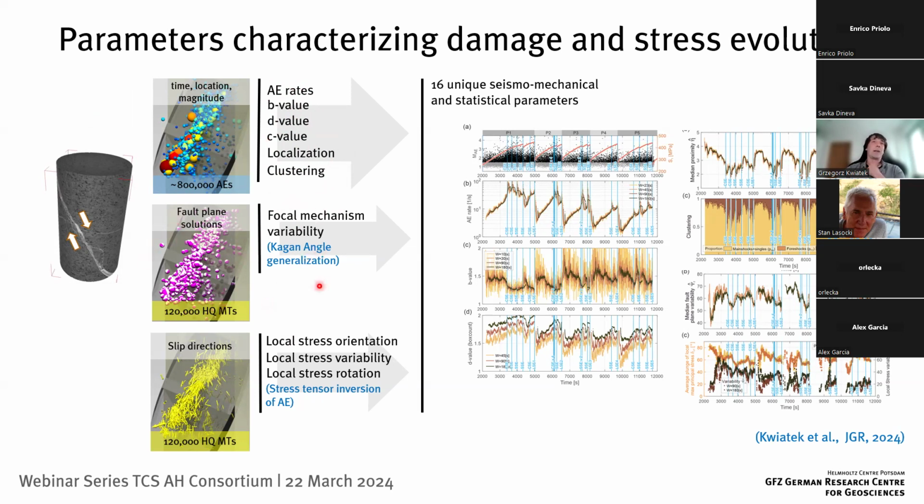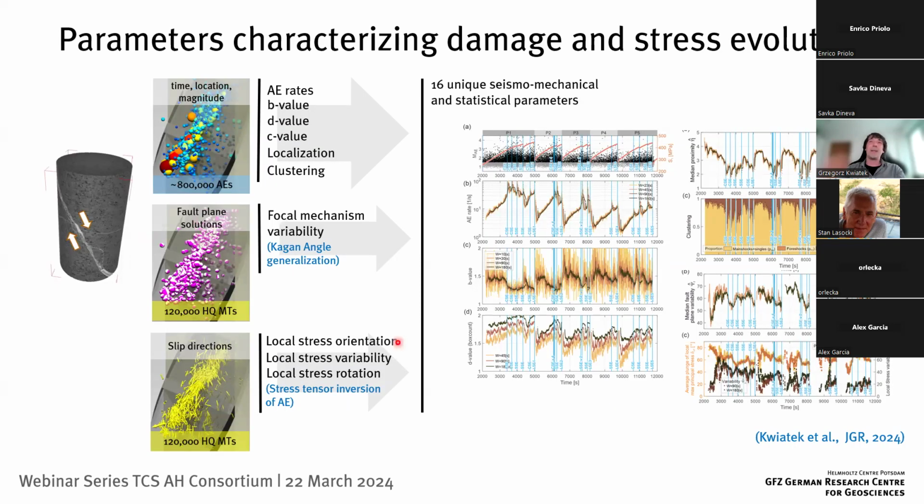From the focal mechanisms, we analyzed the evolution of the focal mechanisms in time and how they vary, to indicate alignments in the focal mechanisms. And finally, what is pretty novel, we also performed stress inversion of the acoustic emission focal mechanisms, and from that we derived measures of local stress orientation, variability, and rotation in time.